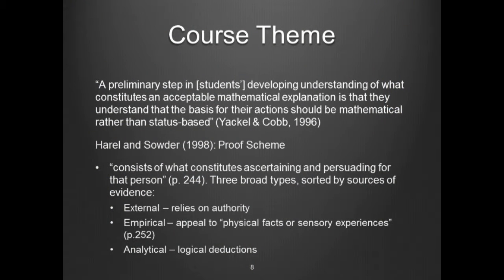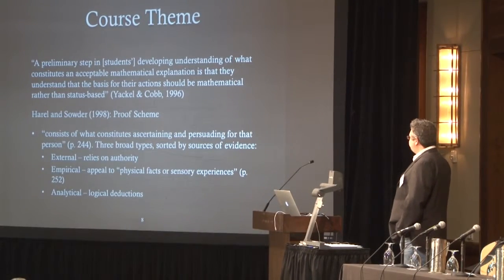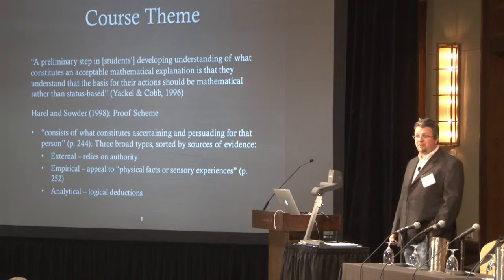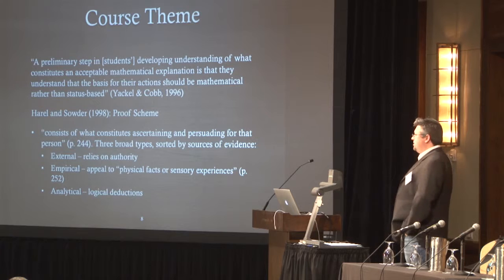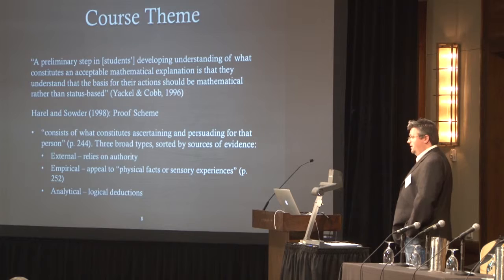So Harel and Sowder have three big types of how students think they should justify arguments. There's external, which just relies on authority. Empirical, sort of proof by example, evidence, a lot more like science. And analytical, that's based on logical deduction. So my goal is that my students come out with an analytic proof scheme, and that they believe and understand why, and that corresponds with their beliefs about mathematical truth. So it's sort of epistemological, and it's also sort of proof process. So there's lots of different ways that this might play out in the framework.